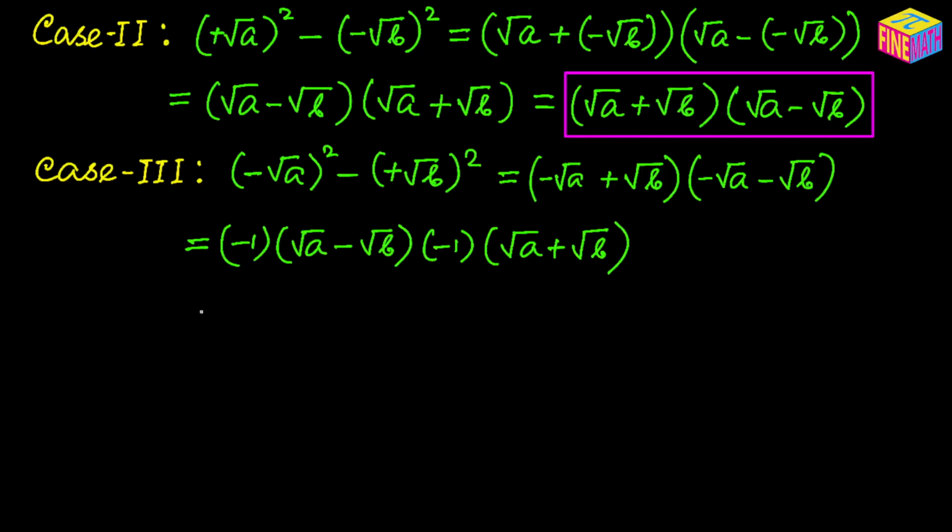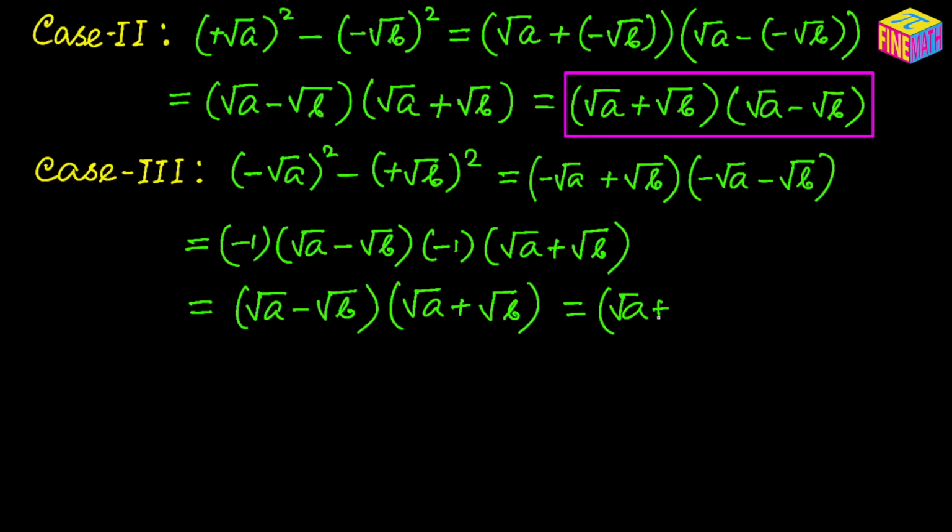And now if we multiply both the negative ones, they will give us positive 1. So we are going to be left with positive square root of a minus square root of b times positive square root of a plus square root of b. And of course we can write it as square root of a plus square root of b times square root of a minus square root of b.